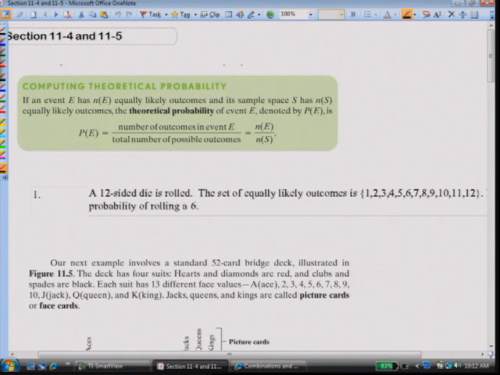The formula is a little bit scary, but if you have an event with equally likely outcomes and a sample space that also has equally likely outcomes, then the theoretical probability of the event occurring is just the number of outcomes in the event divided by the total number of possible outcomes. That's the formula for probability. We'll look at some examples, and I think it's going to make sense to you.